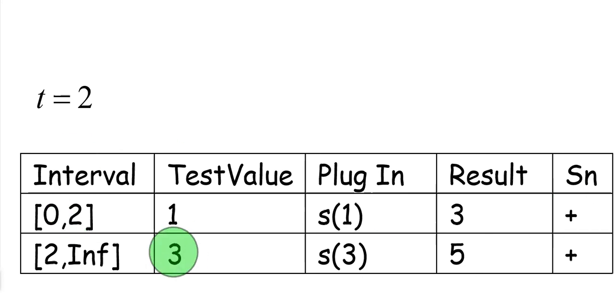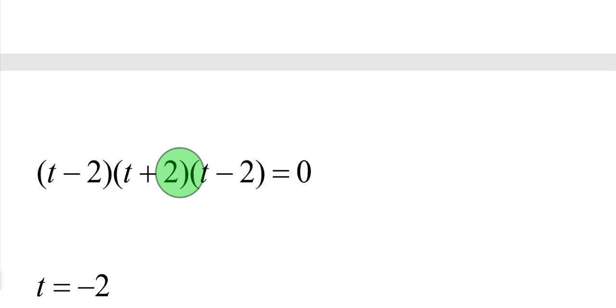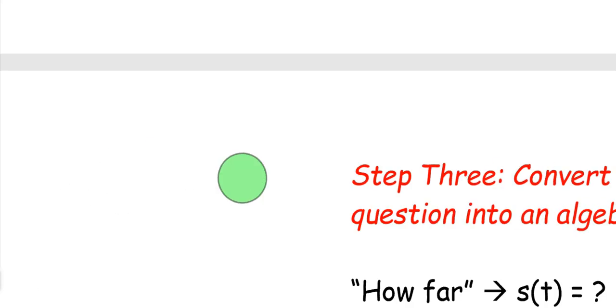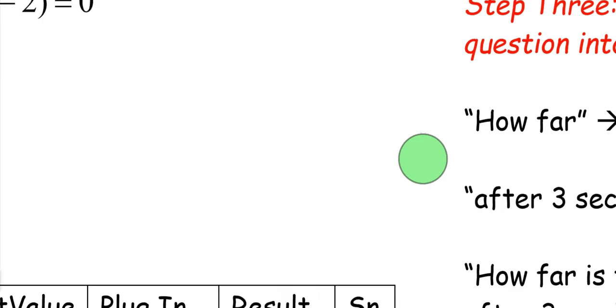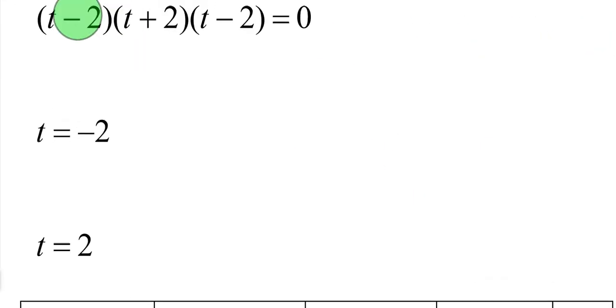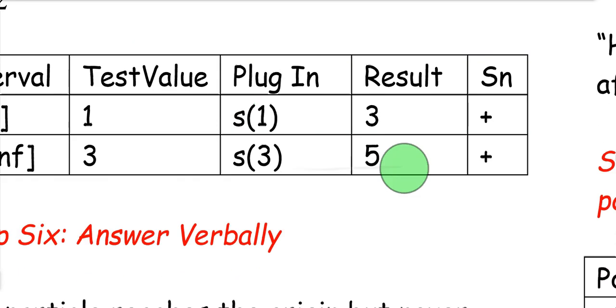Now here's the thing. If I plug in the test value of 3 into the position equation, again, you can either plug it in there or there. What do I get back? Well, again, let's just do this real quick. 3 minus 2 is 1. 1 times this would be 3 plus 2 is 5. This is 1. So you get 5 back. So I get positive again.